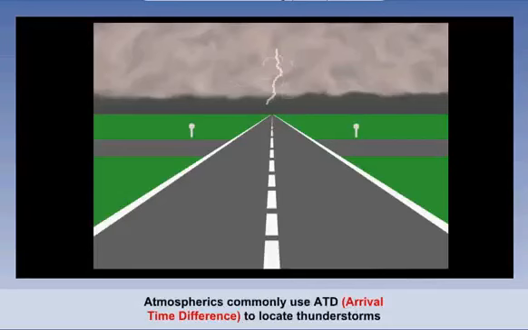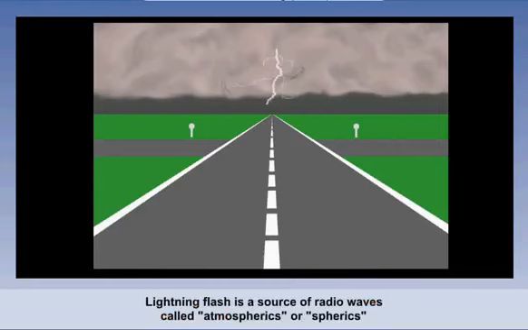The most commonly used system is called ATD, which stands for Arrival Time Difference. It was realized in the early 1920s that when a lightning flash occurs, radio waves are emitted over a wide frequency band, often called atmospherics, or simply spherics. You can quite often hear this as interference when listening to your radio.